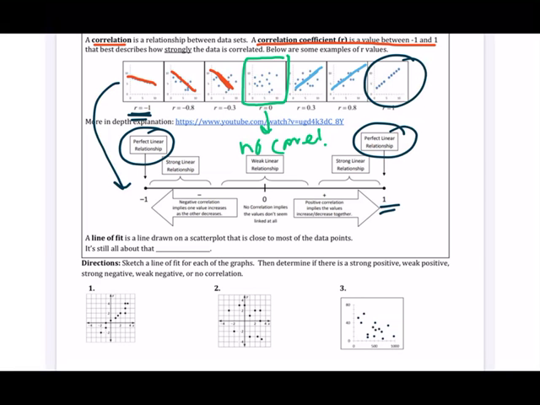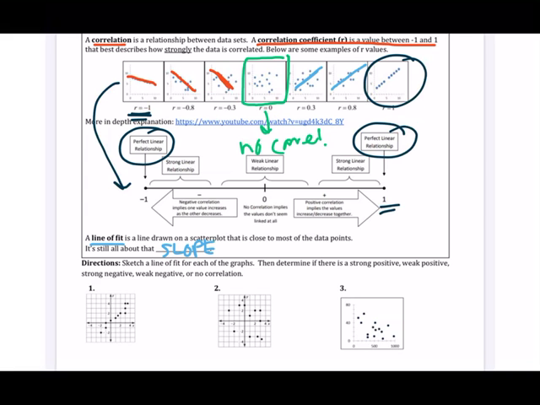So a line of fit, which we have just briefly talked about, can be drawn on a scatter plot to determine how close together the points are. To determine if a set of data has a positive or negative correlation, you're going to be looking at the slope of that line. So again, it's all about that slope.